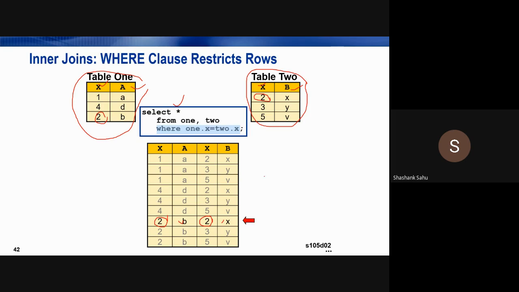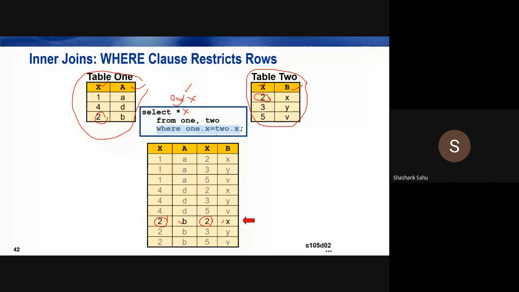We just write the X here. But there is a confusion that will be created. Which X? Whether it will take the X of table 1 or the X of table 2, because the column name is same. So we have to write the name of the table here. For example, the name of the table is 1 and X. So it will display only the X value of table 1.